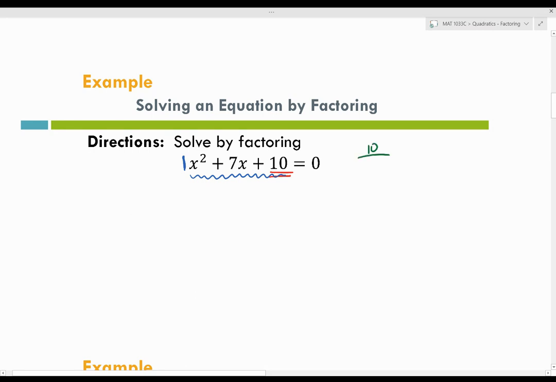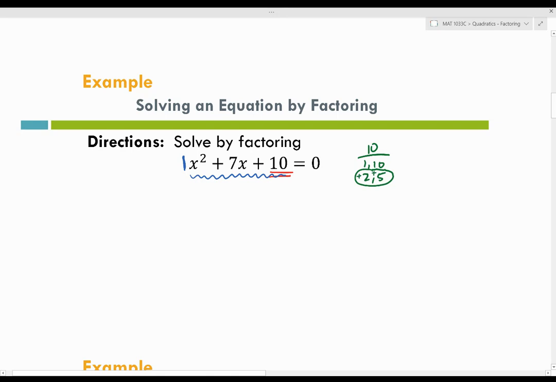So we're going to take the factors of 10. Remember, factors are 2 different pieces that multiply together to give you what you want. So the factors of 10 are 1 and 10, 2 and 5. Okay. Now of those pairs, could you use one of them to get a 7? Yep, the 2 and the 5. Okay. Now the 7 needs to be positive, so that means the sign on my 2 and the sign on my 5 both need to be positive.